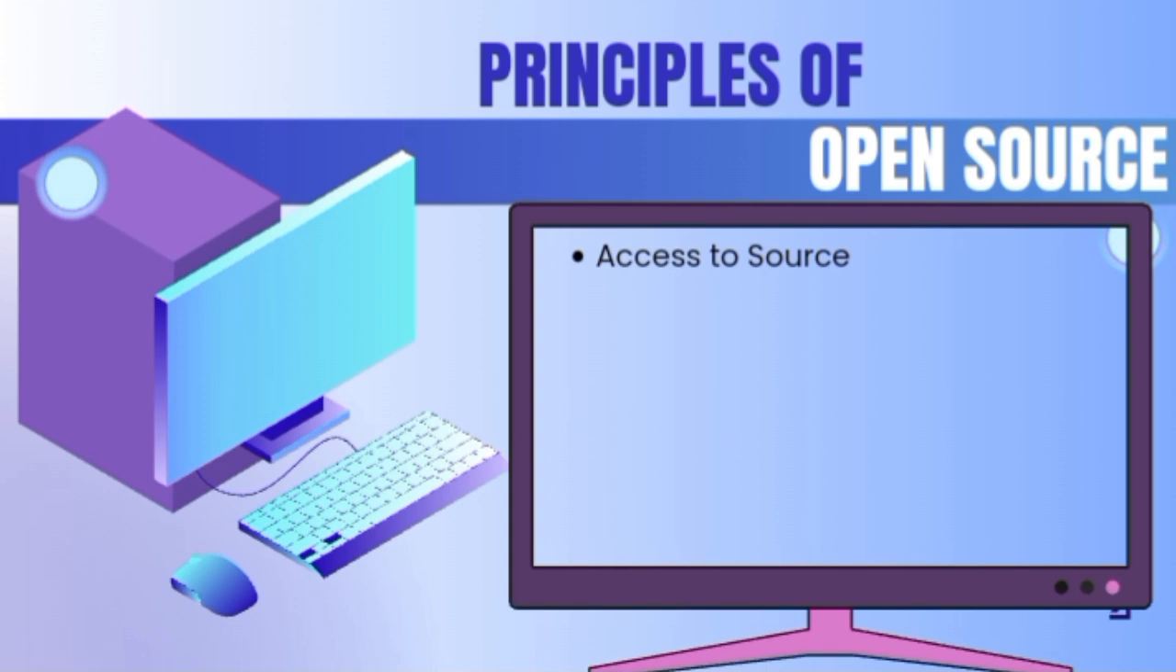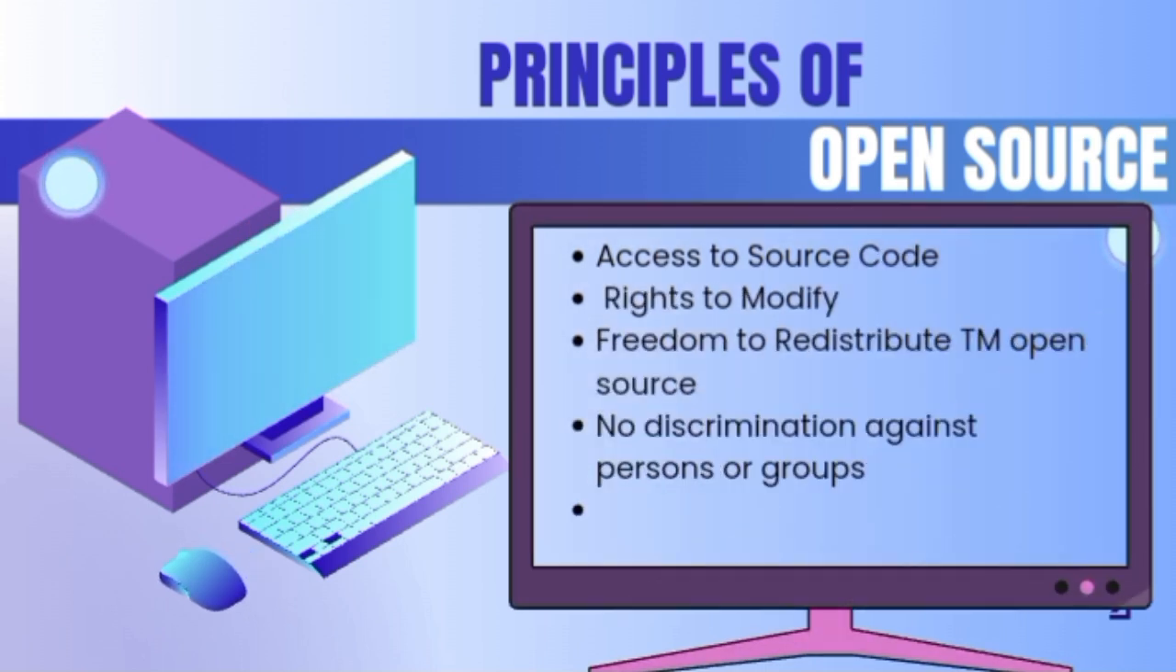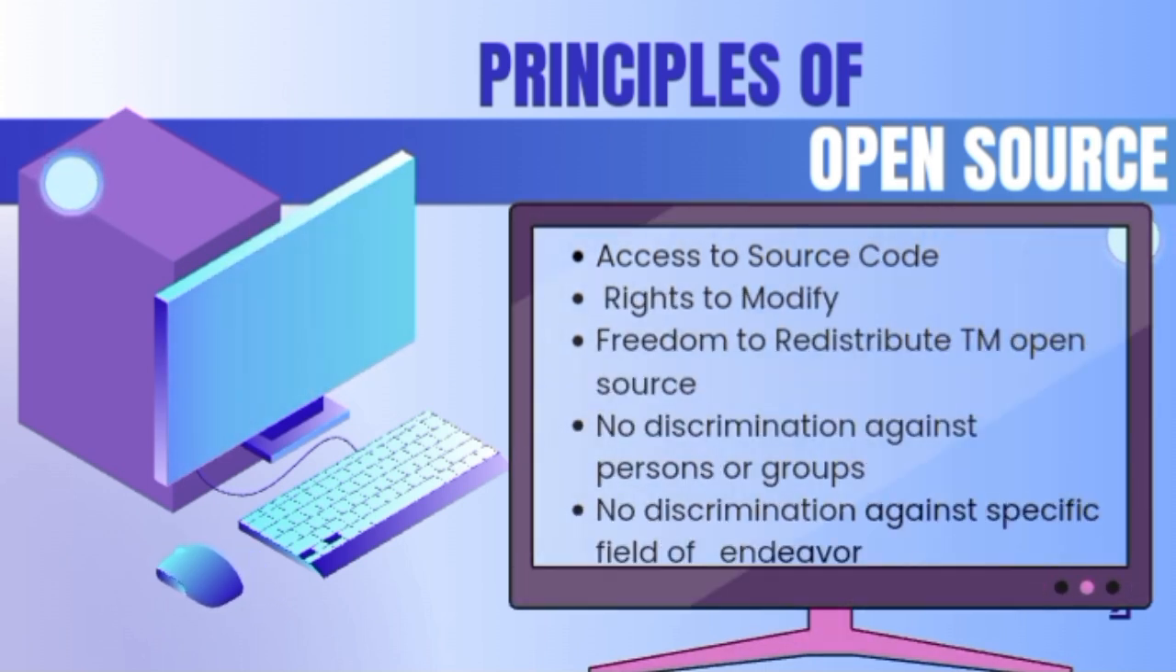So open source is built on five key principles. First, anyone can access the source code, making it a great learning source for students and developers. Second, users have the right to modify the software to fit their specific needs, such as customizing Moodle to include local lessons. Third, they can redistribute the modified software, encouraging collaboration and innovation. Fourth, open source is inclusive, meaning it is available to everyone without discrimination. And lastly, it promotes teamwork by fostering a community of contributors who work together to improve the software continuously.